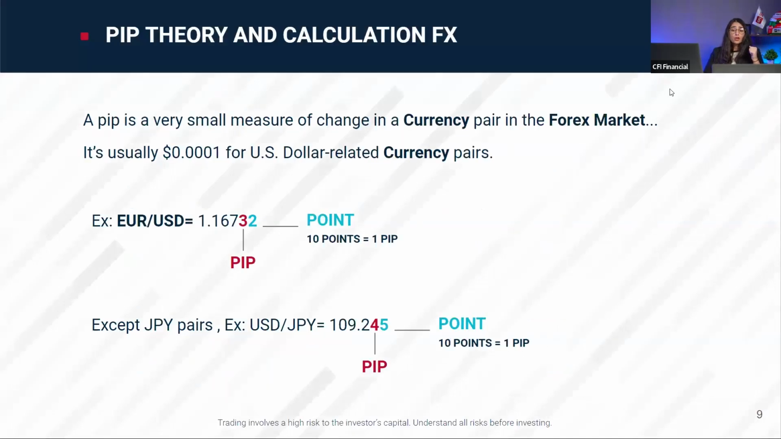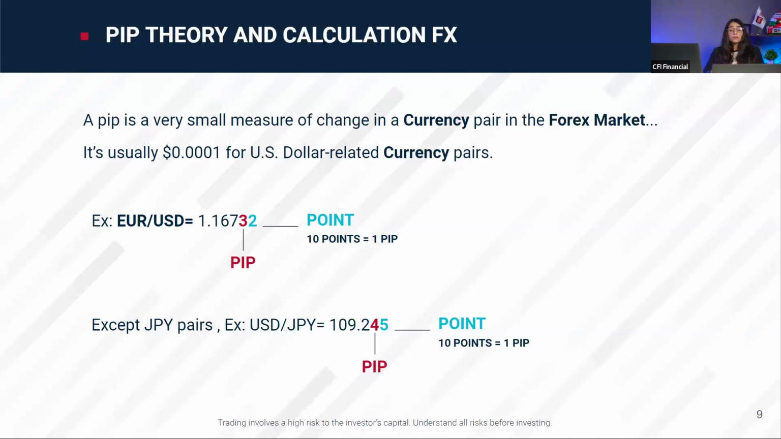Now we're going to move on to the pip theory and calculation. So basically a pip is a very small measure of change in a currency pair in the Forex market. What do you mean by that? Usually we use the pip to know the difference between prices, for example, between the entry price and the stop loss price, because later on, if I know how to calculate the pip, I will be able to know approximately how much I'll be winning or losing.